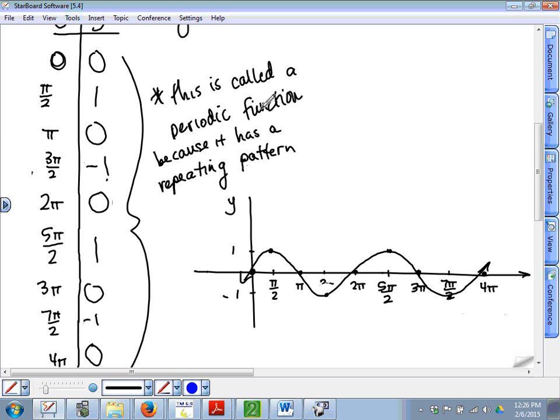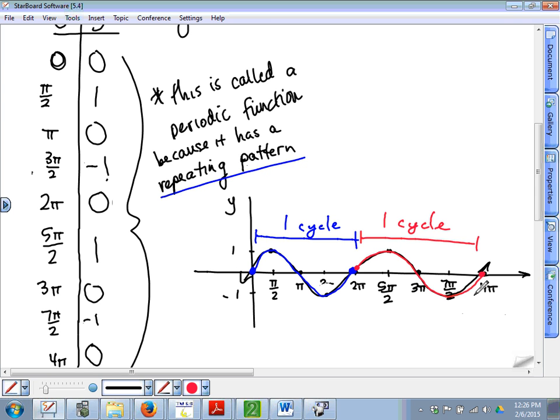Why did we call this periodic? Because it has a repeating pattern, not only in the table, but also in the graph. Do you guys recognize a repeating pattern in the graph? So if I start at 0 and go up to 1, down to negative 1, and end at 0, that's what we call one cycle. It's a constant ROC, right? Constant rate of change? That would be a linear function. If I started here again and went up to 1, down to negative 1, and ended at 0, that's another cycle. You guys seeing this? So my question to them was, what's the horizontal distance that it takes for this graph to complete one cycle?